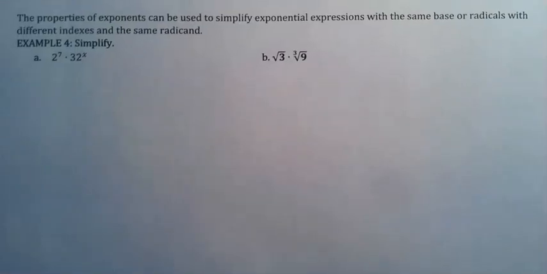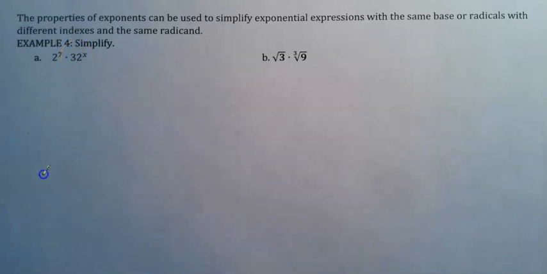All right, one more thing back here. The properties of exponents can be used to simplify exponential expressions with the same base or radicals with different indexes and the same radicand. Okay, so let's look at our first example here. It says 2 to the 7th times 32 to the x power. All right, so here's the thing. In order to multiply exponential expressions, they need to have the same base. So can we get 32 to have a base of 2?